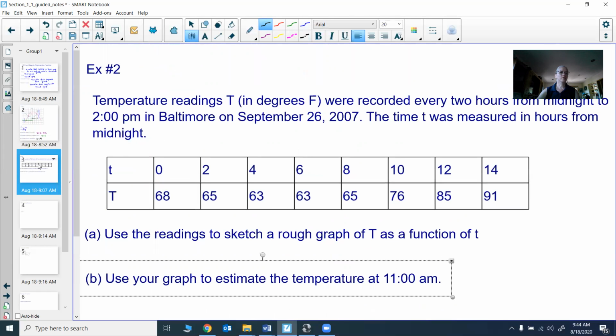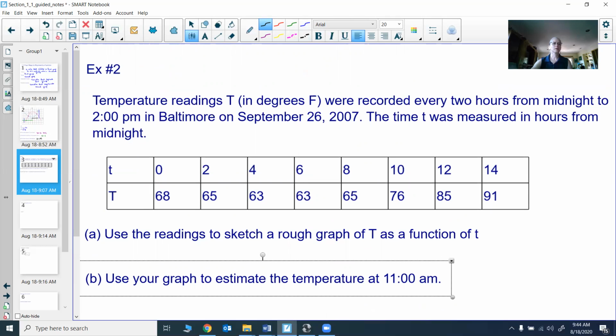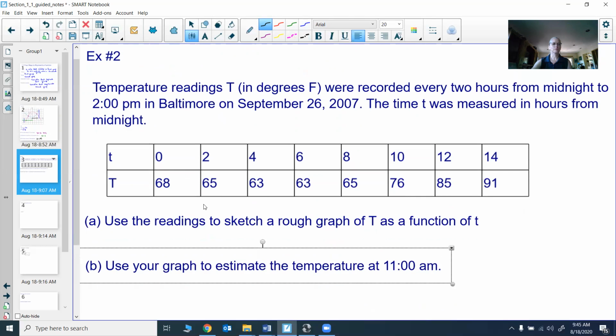Another way to look at functions is in terms of data. So here we have temperature readings, T, recorded every 2 hours from midnight to 2 p.m. in Baltimore on September 26, 2007. The times were measured in hours from midnight. In other words, 0 means it's midnight, 2 means 2 in the morning, 4, 6, 8, 10 in the morning, noon, and then 2 o'clock in the afternoon. And these are my temperatures.